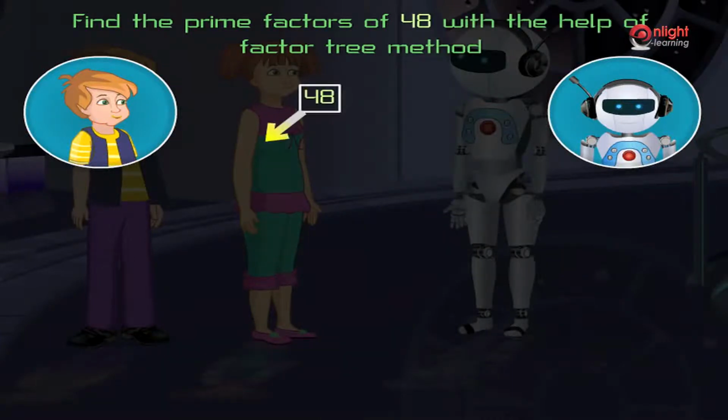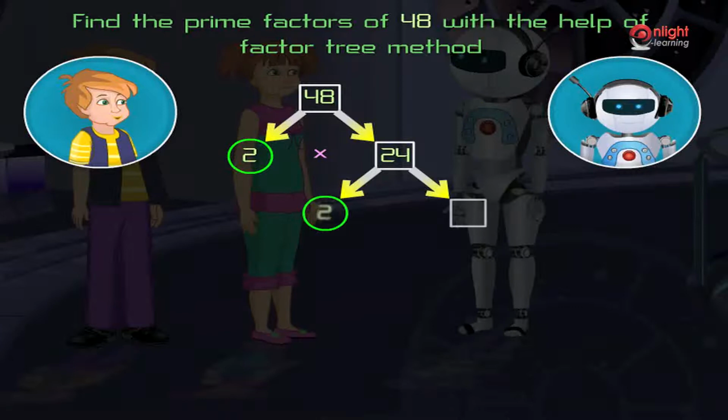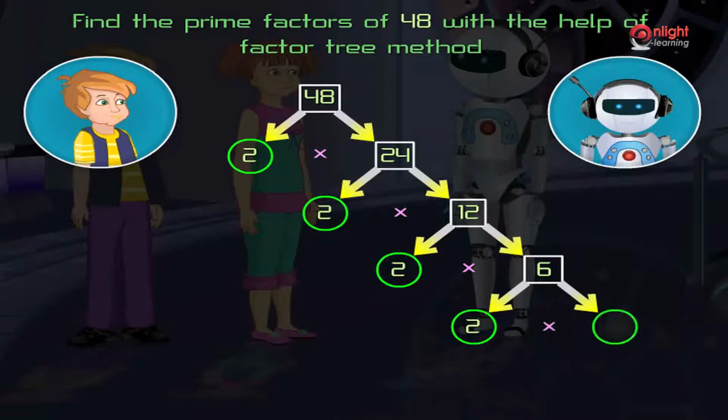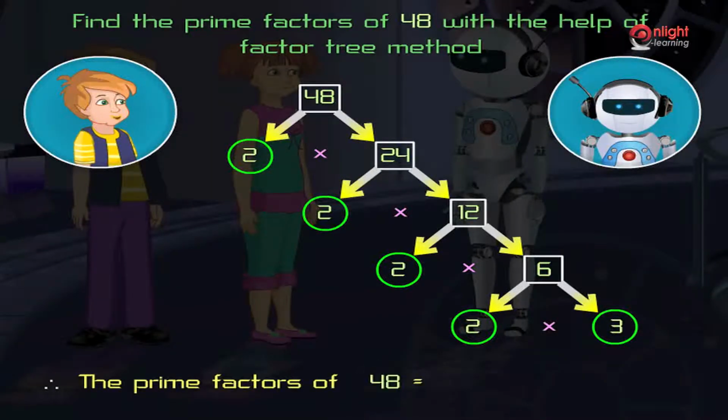Can you find the prime factors of 48 with the help of factor tree method? 48 can be expressed as 2 multiplied by 24. 24 can be written as 2 multiplied by 12. Again, 12 can be written as 2 multiplied by 6. And finally, 6 can be written as 2 multiplied by 3. Therefore, the prime factors of 48 is 2 multiplied by 2 multiplied by 2 multiplied by 2 multiplied by 3.